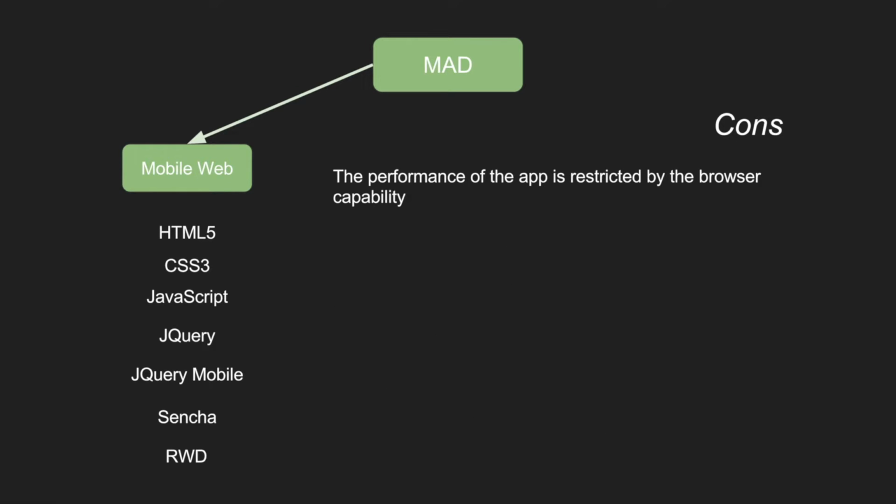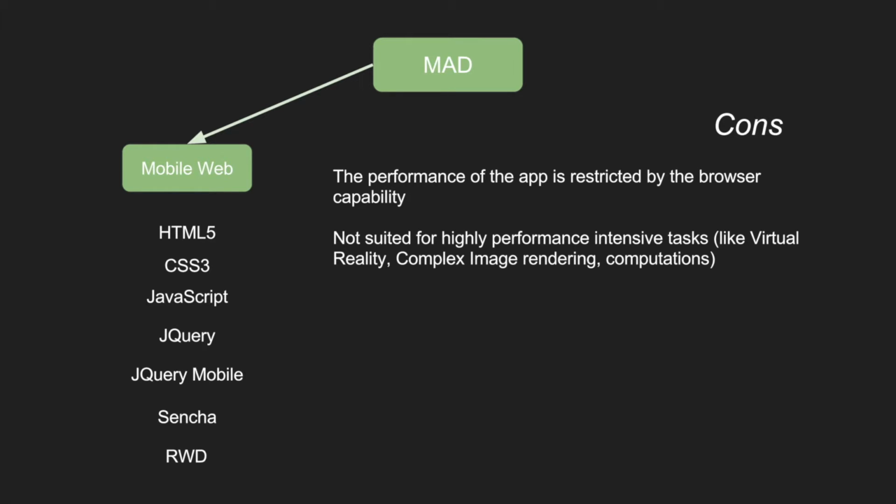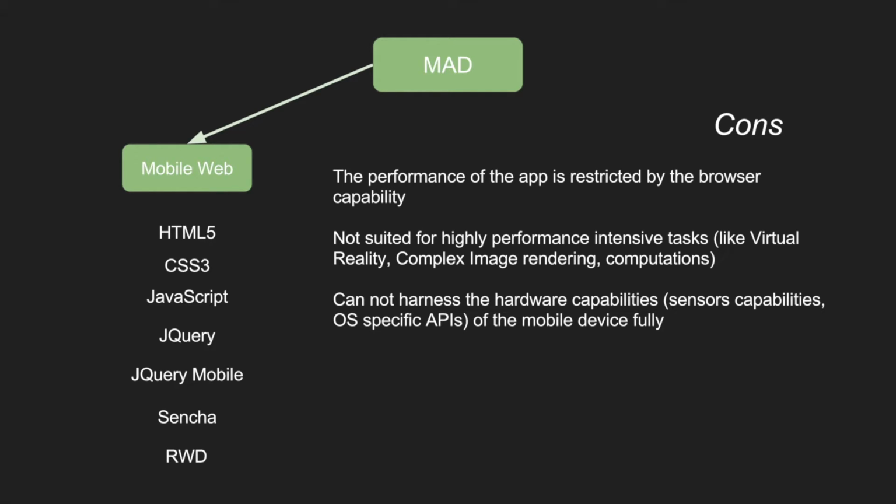The performance of the app is restricted by the browser capability. It is not suited for highly performance intensive applications like virtual reality, complex image rendering, processing, and computations, because you will not get native raw power in a browser. That is why it is not suited to build resource intensive apps using this particular methodology. You cannot harness the hardware capabilities of the device, such as sensors, accelerometer, gyroscope, those kinds of things. You can only do so much as the browser will allow us to do. That is the disadvantage of the mobile web methodology.